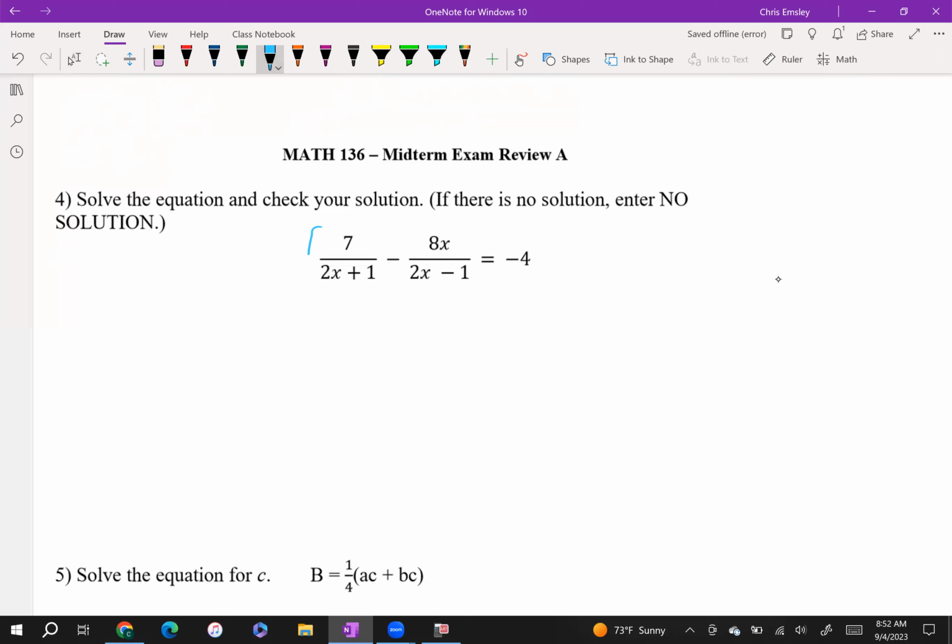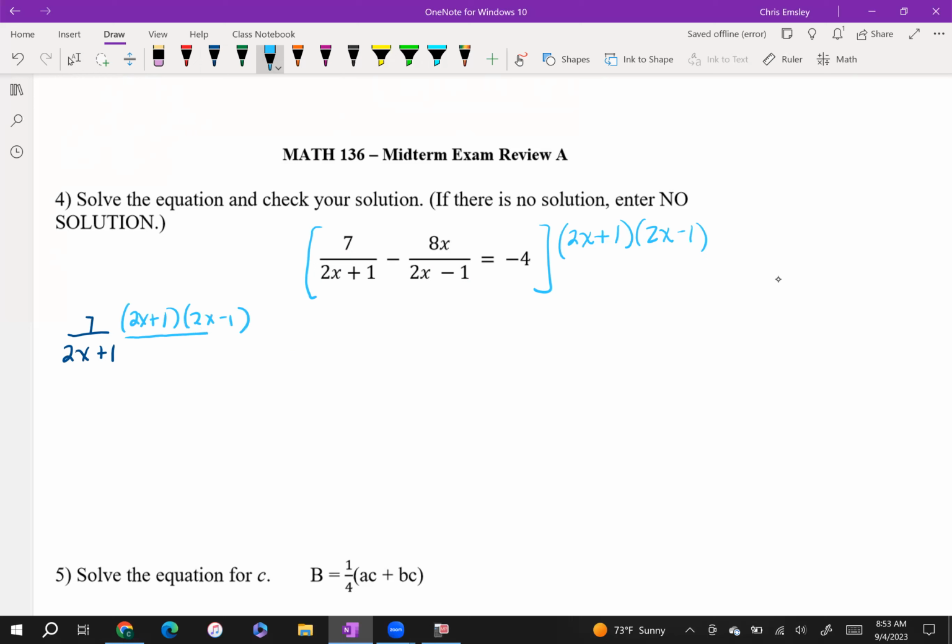So what I want to do here is I want to multiply this entire equation by an expression that is going to cancel both denominators. And in this case, that is just the product of those two denominators. So I'm going to multiply every piece by that. I'm going to go ahead and write this out long ways so you can really see what's going on. So here's my first fraction. And I'm going to multiply that one by 2x plus 1, 2x minus 1.